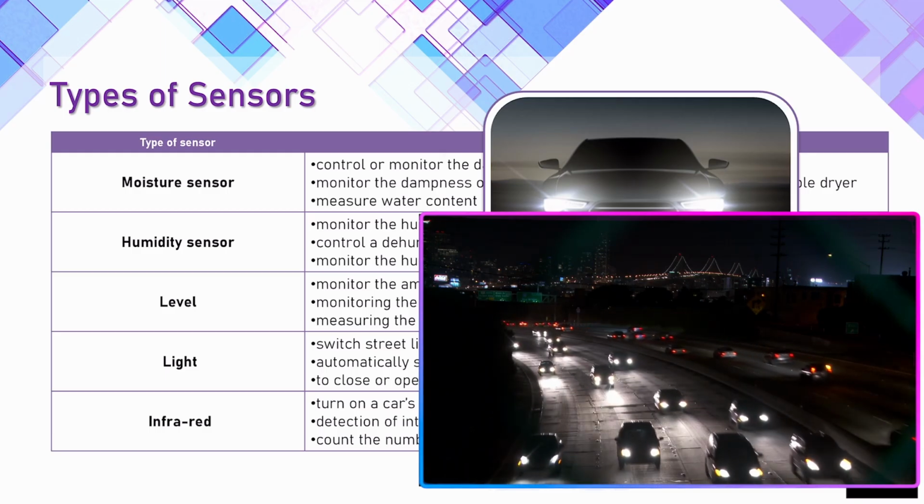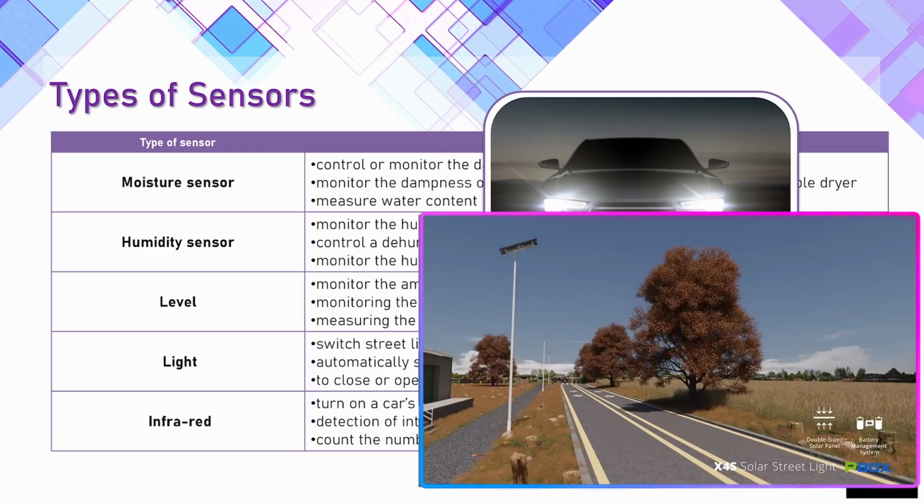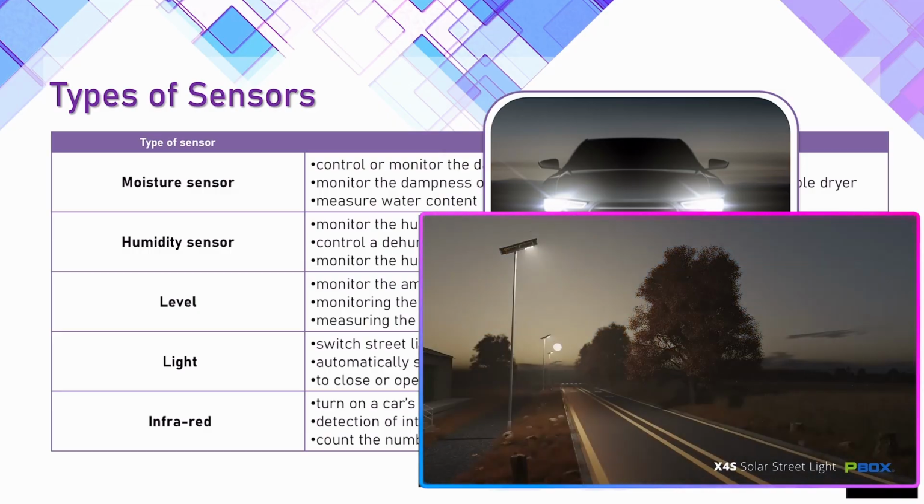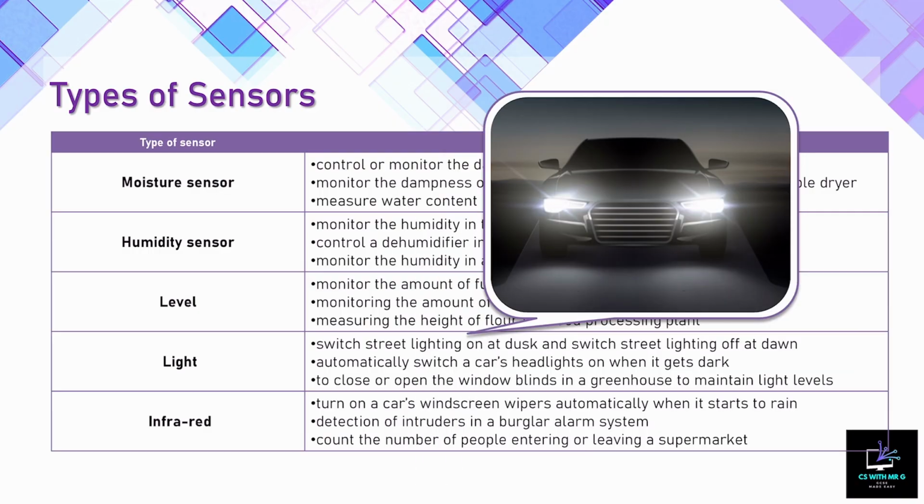But light sensors can be used in many different scenarios. Even street lights use light sensors nowadays. Opening and closing blinds in a greenhouse, another example. But as you can imagine, light sensor, clues in the name, determines how much light the sensor has around it.